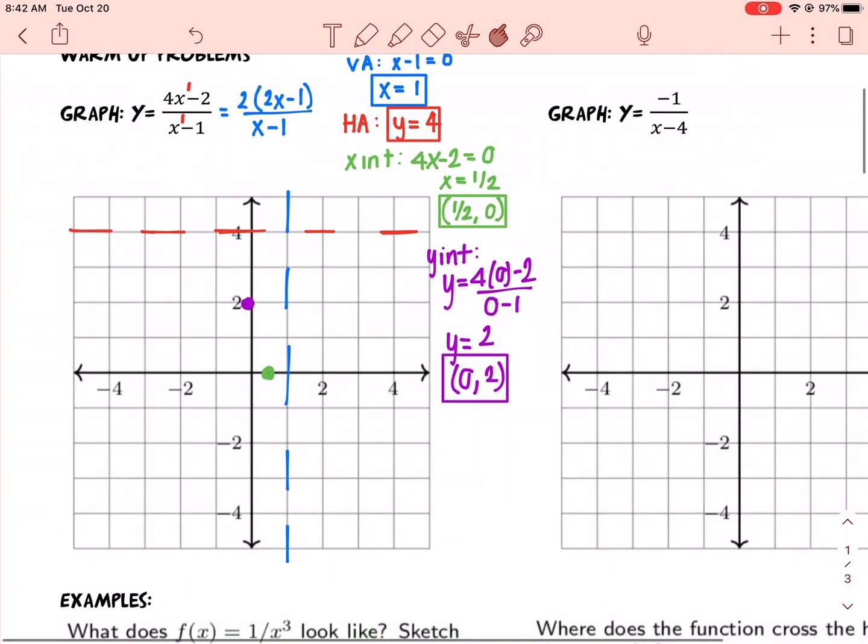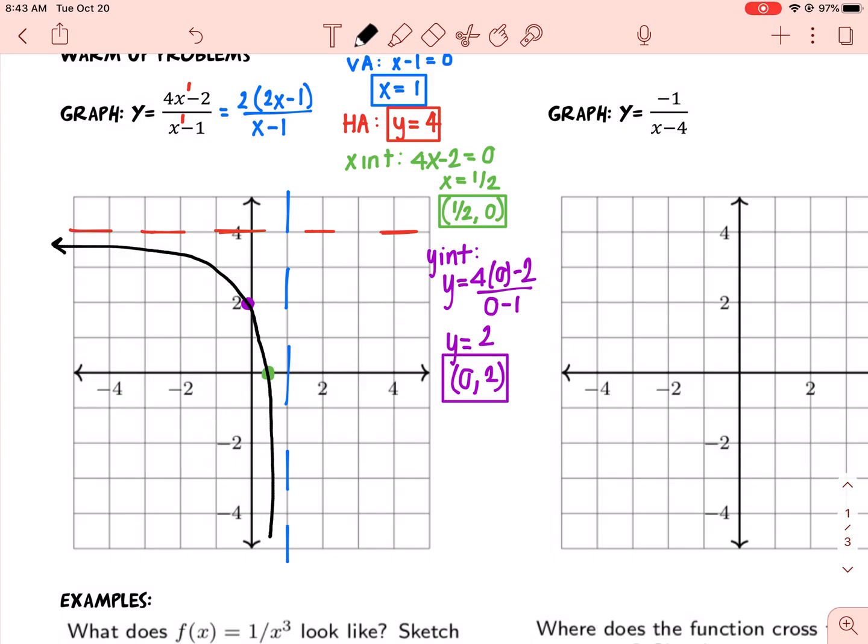Well, looking at this, I can kind of get an idea of what this shape is going to look like. I see that it's going to hug this asymptote, come up here and hug this asymptote. Please make it clear that it gets super, super close, but it will not cross.